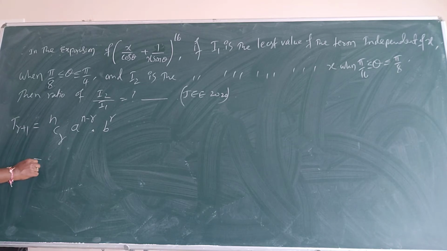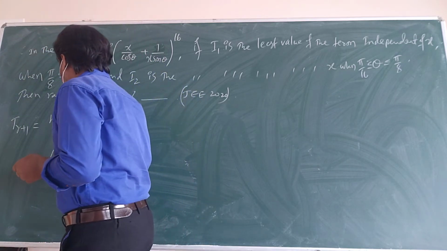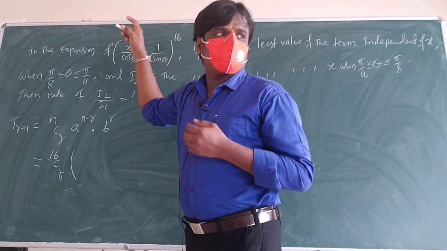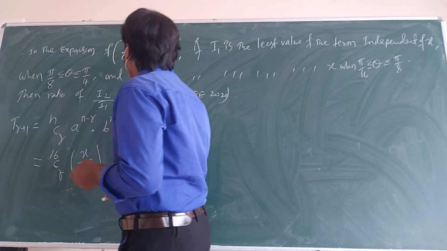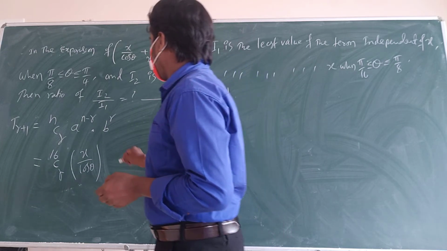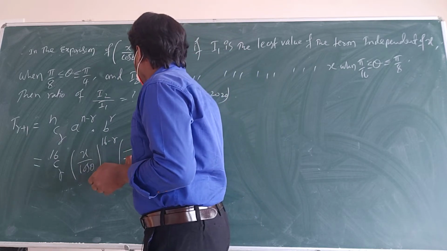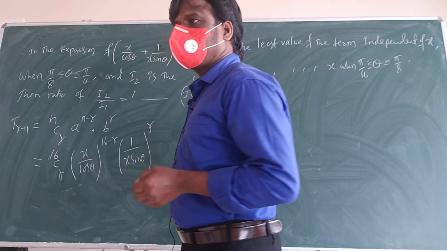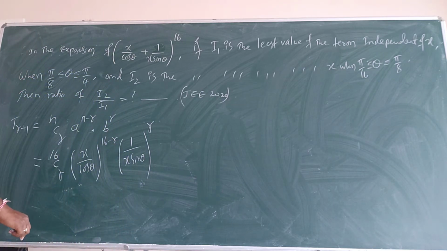So here we can write this with n as 16: 16Cr, we don't know r, we have to find r. So what is a here? x by cos θ, to the power of 16 minus r, into b, which is 1 by x sin θ, to the power of r, correct? So what can I write this as?